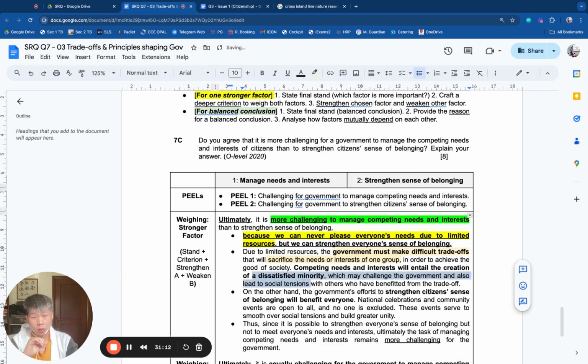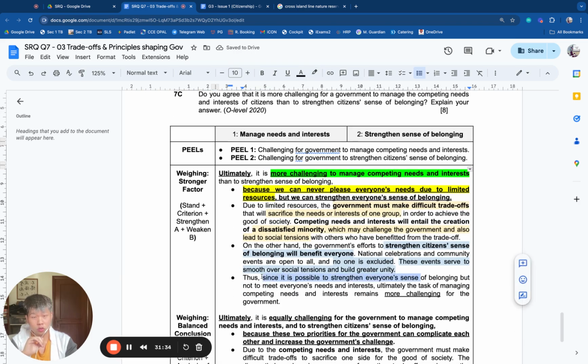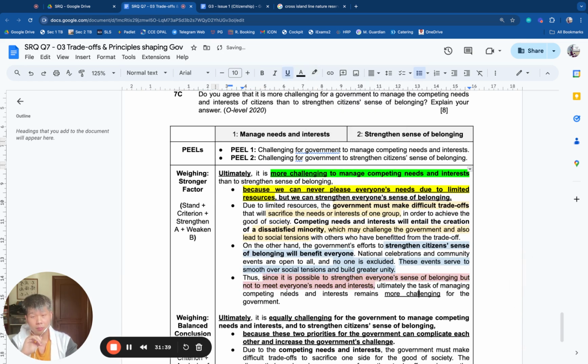On the other hand, when it comes to strengthening national sense of belonging, it's true that not everyone participates, but no one is intentionally excluded. In fact, there's always a chance for them to come back, right? No one is intentionally excluded. There's always a chance for them to return and join at any stage of their life. So it's very open. Since it's possible to strengthen everyone's sense of belonging, but not to meet everyone's needs and interests, the competing needs and interests is a greater challenge for the government. And this is one way you could craft the weighing paragraph.